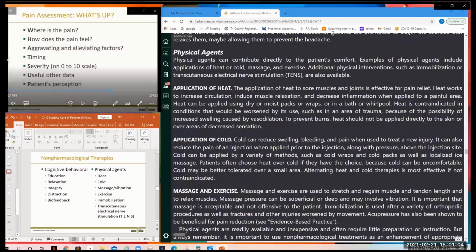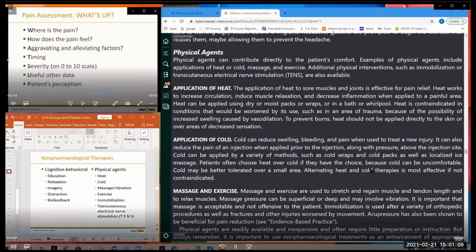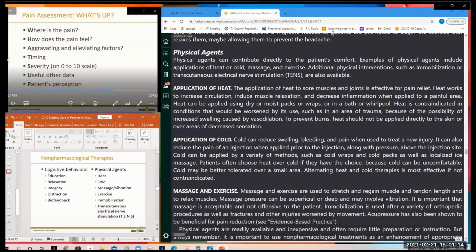Physical agents can contribute directly to the patient's comfort. Examples of physical agents include applications of heat or cold, massage, and exercise. Additional physical interventions, such as immobilization or transcutaneous electrical nerve stimulation, TENS, are also available. Application of heat. The application of heat to sore muscles and joints is effective for pain relief.